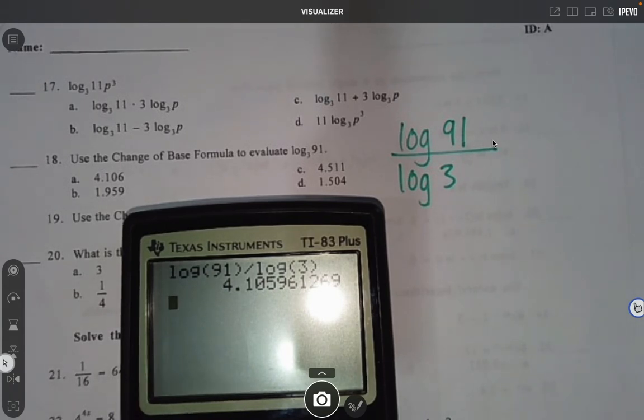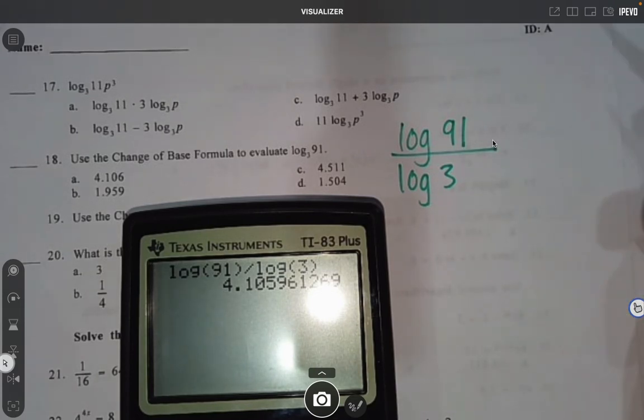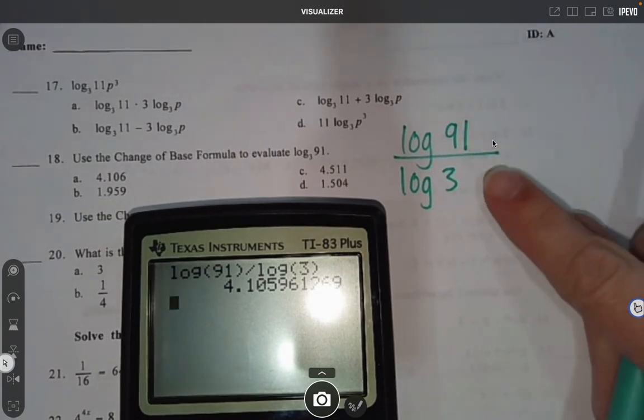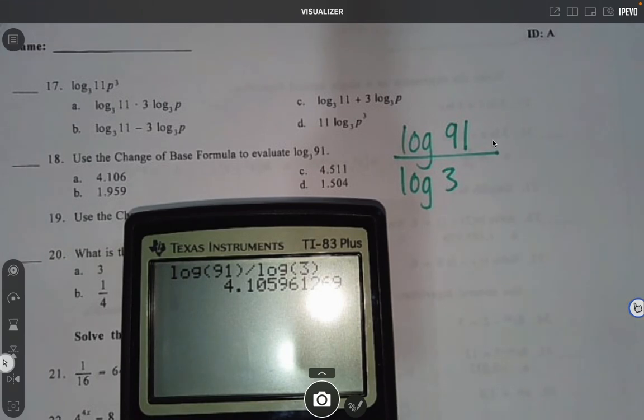Does that make sense? You just have to remember that change of base formula. Think of it this way. You're changing your base. What goes in the bottom? Your base. Okay? That helps you remember. Log of the number, the base goes in the bottom. Just like it always says. Log of the base in the bottom. Okay?